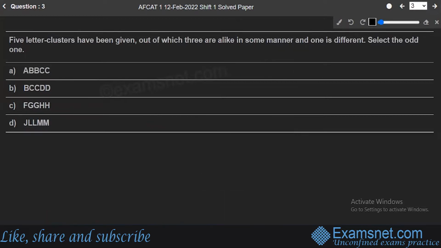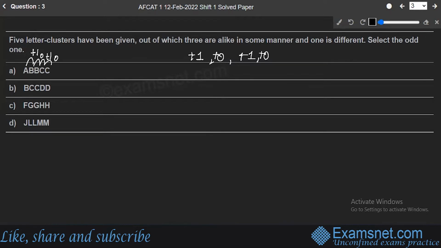5-letter clusters have been given, out of which 3 are alike in some manner and 1 is different. You have to select the odd one. So again, we have to move according to some logic. So let's see, this is A, B, B, C, C, B, C, C, D, D, F, G, G, H, H, J, L, L, M, M. See over here, it's moving like +1, then 0, +1, 0. So the rule which I can see over here is +1, 0, +1, 0.